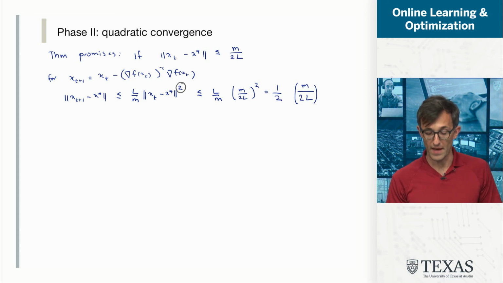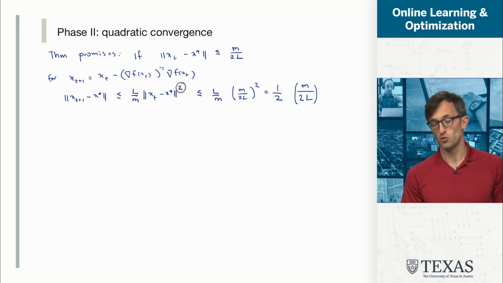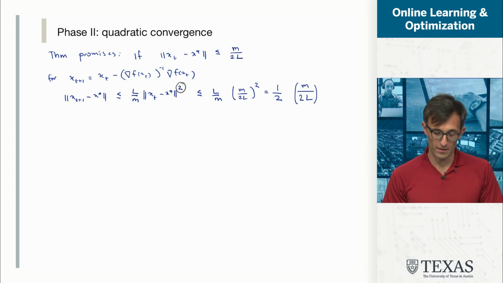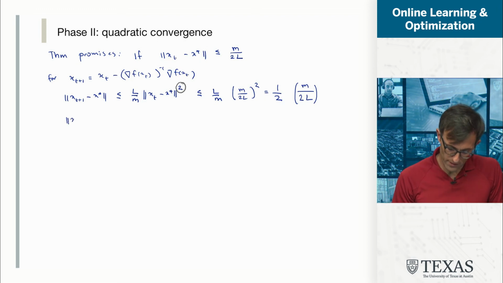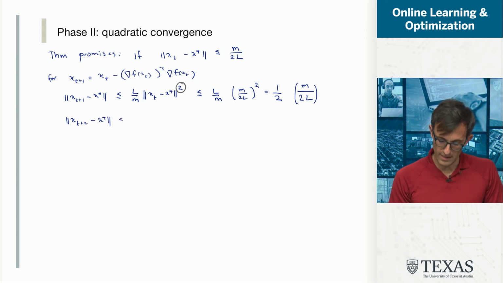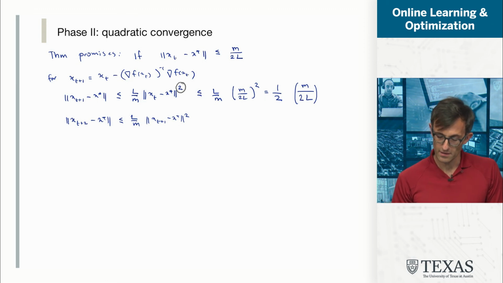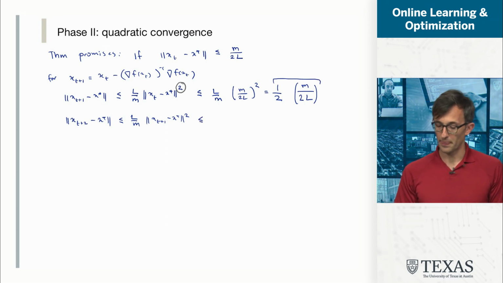So first of all, we see that if x_t minus x star satisfies this key condition, namely that it's less than m over 2L, then certainly x_{t+1} minus x star is also going to satisfy it, because what we just showed is that it's less than half times m over 2L. Let's keep going. What is x_{t+2} minus x star? It's going to be less than or equal to L over m times x_{t+1} minus x star squared. That's the promise. Plugging in this upper bound, let's see what's going to happen.